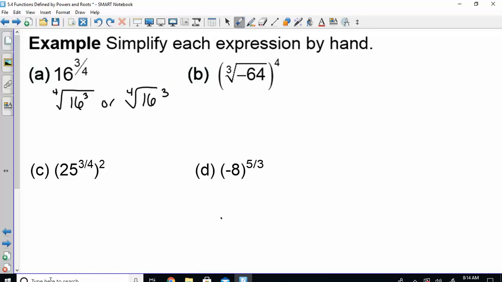So if I'm going to work this by hand, I'd probably prefer to do it the second way because I don't want to cube 16 in my head. So the 4th root of 16, that means what number to the 4th power equals 16? 2. 2 to the 1st is 2, 2 squared is 4, 2 to the 3rd is 8, 2 to the 4th is 16. So this 4th root of 16 is a 2. And then we just have 2 to the 3rd power, which is 8.